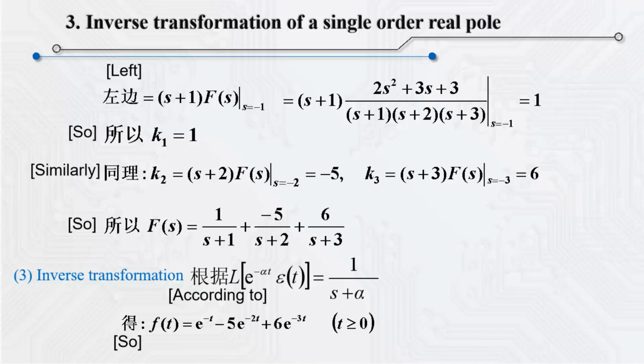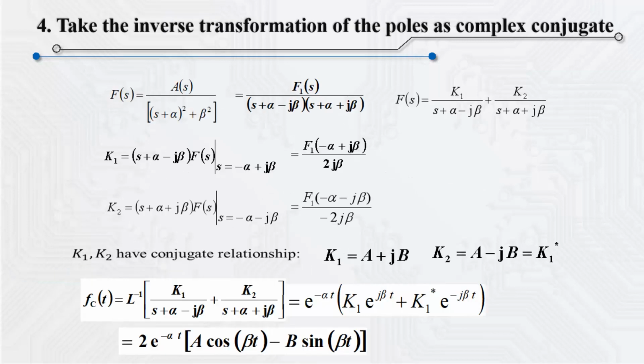That is the single order real pole. We know how to solve it. Let's look at the case where the poles are conjugate complex. How do we solve the inverse transformation?